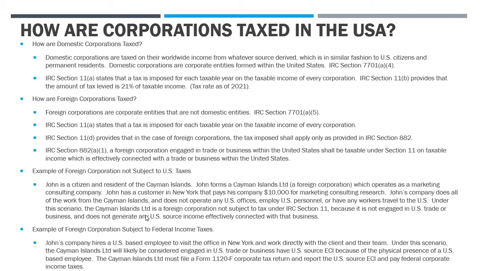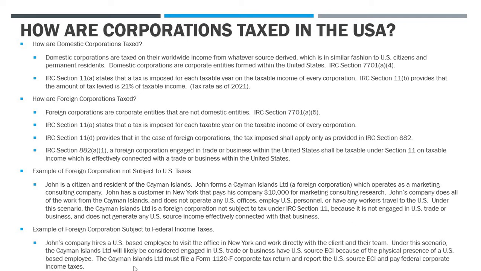Under this fact pattern, the Cayman Islands Limited Company is a foreign corp, but it's not going to be subject to tax under Section 11 because it's not engaged in a U.S. trade or business and it doesn't have any U.S. source ECI. Given this limited activity in the U.S., no U.S. trade or business, no U.S. source ECI. Having U.S. customers alone is generally not enough to be engaged in a U.S. trade or business, right? You've got to have more nexus there. So that's why in this example, John might have a client in the U.S., but that's not enough to make a U.S. trade or business.